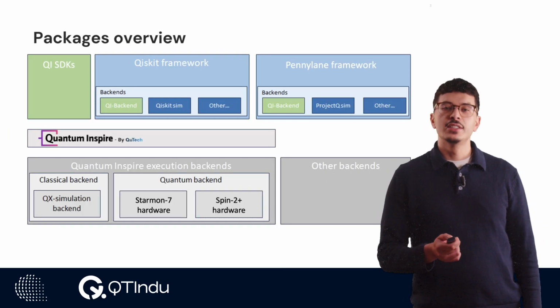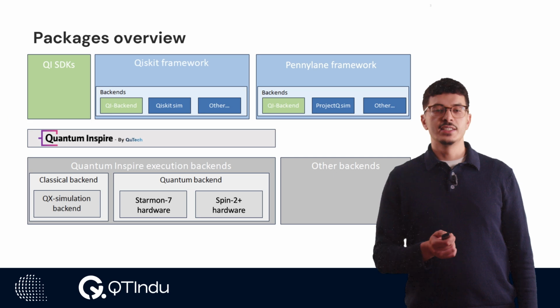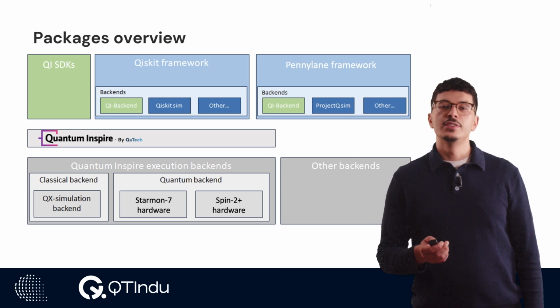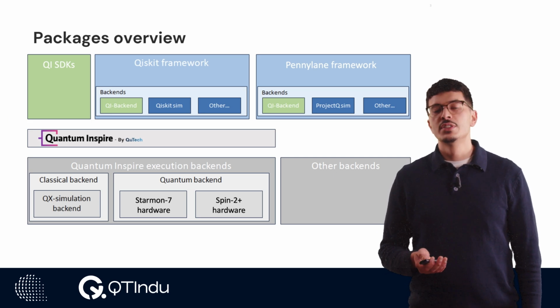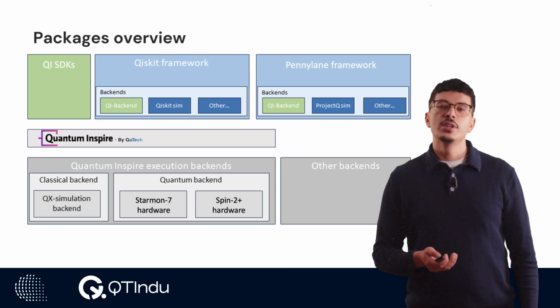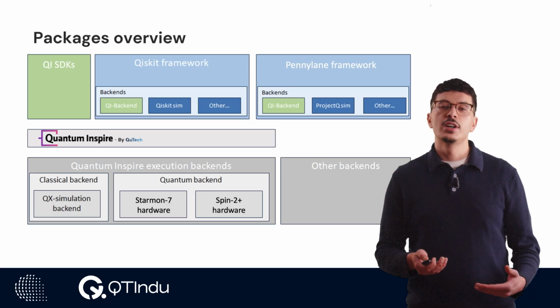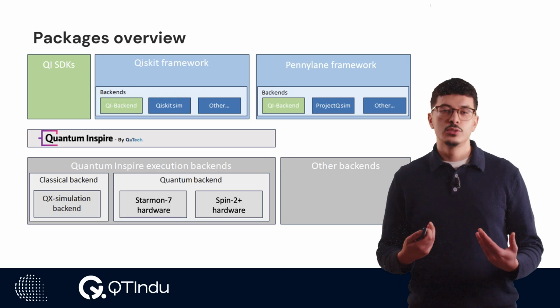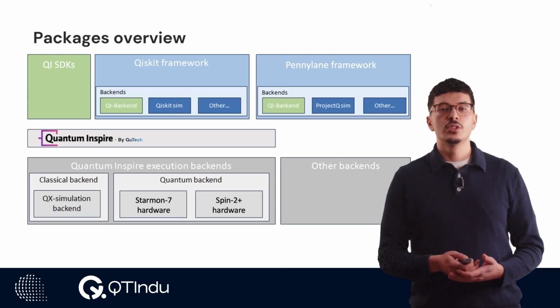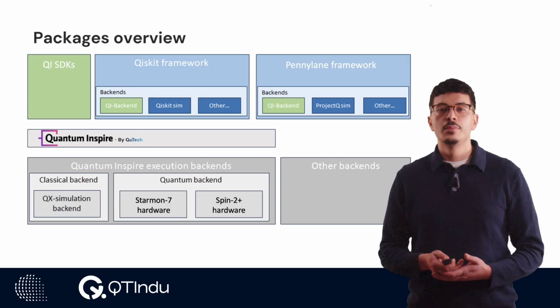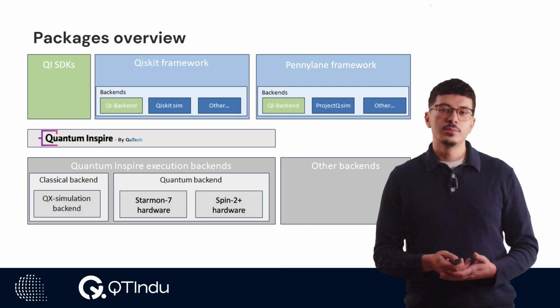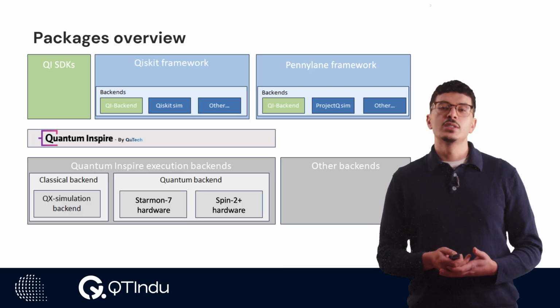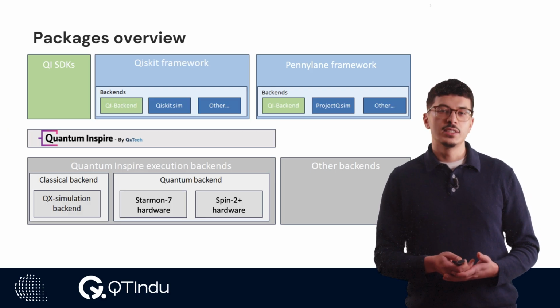Next, let's have a look at the packages that the QI SDK provides and how they work together. We have a few components in our QI SDK. First of all, we have the QI SDK itself, which provides a Python package that can be used to talk to our platform. Besides that, we also have two optional parts of the package that can be installed separately to make it possible to integrate with PennyLane or Qiskit.